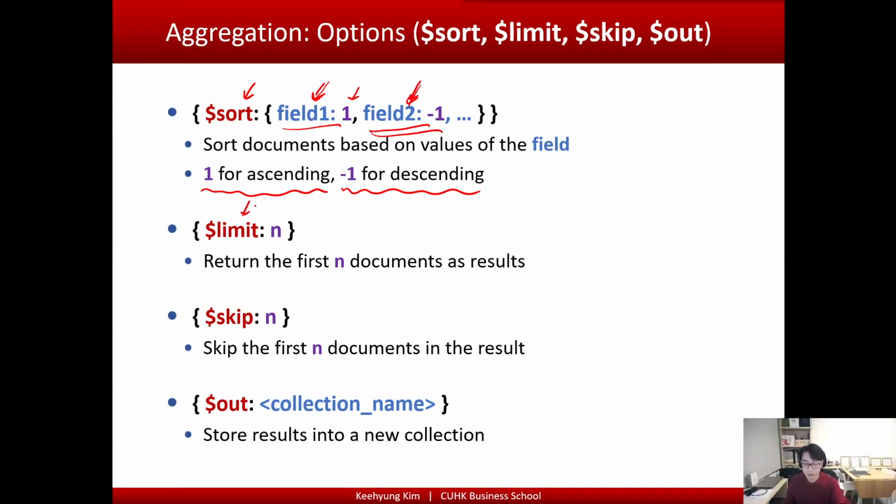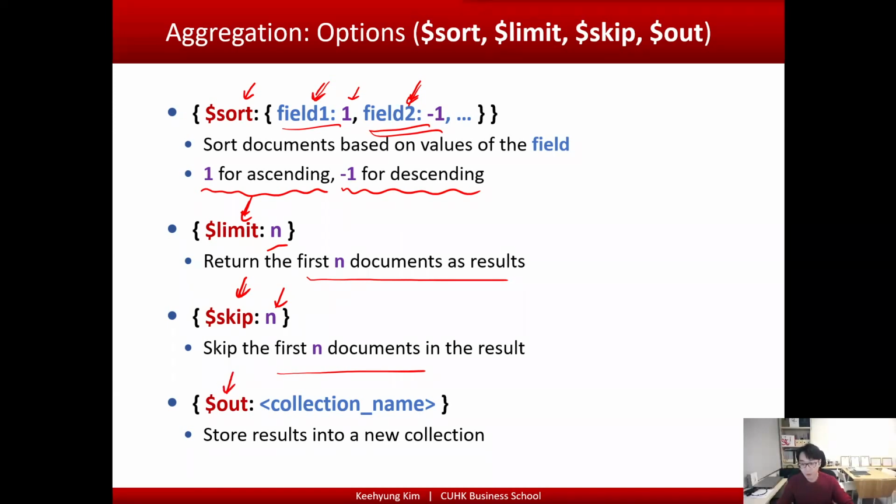Also, there's a limit operator you can use. If you want to return the first n documents as a result, then you can use the limit operator. You can specify the number. And there's also the skip operator. So in the result, if you want to skip the first n documents and show the other documents, you can use the skip operator, and you can specify number n like this.